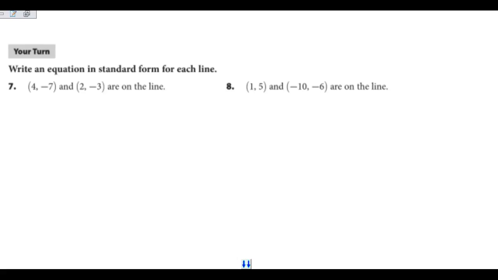I want you to try number 7. I want you to find the slope and then write it in point slope form. And then I want you to convert it to the standard form.